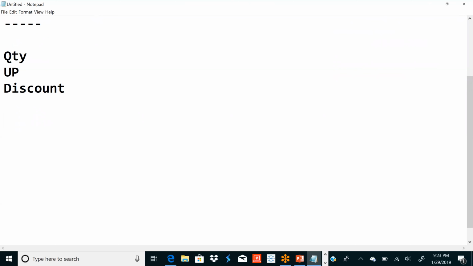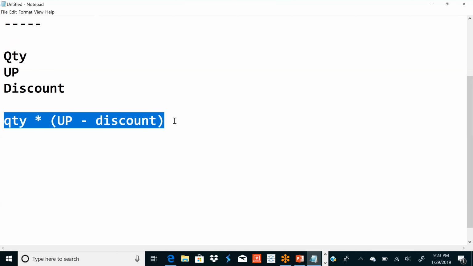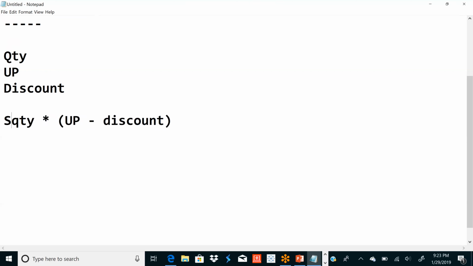Quantity into unit price. Okay, unit price minus discount. Perfect. Whatever you said, that's perfect. So basically, the discount should be subtracted from the price, and then it has to be multiplied by quantity. Agree? Yes or no, everyone? Yeah. So now this is my sales.